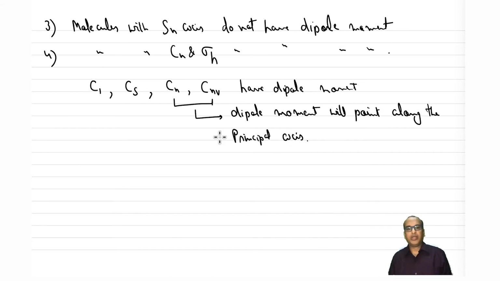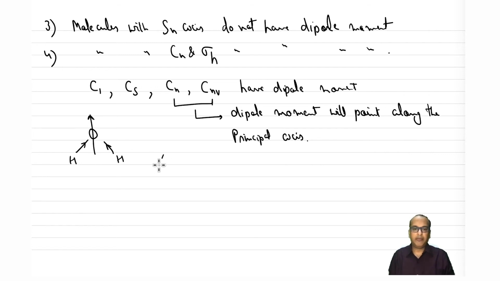Okay, because Cn and Cnv have only one Cn axis, so only one principal axis is there, so only one rotation axis is there. So that will be the axis where the dipole moment will lie. So we can take one example of this CNV, which is, let's say, water molecule. The dipole moment will lie along this side, which is very obvious because if you take the vector sum of this dipole moment and this dipole moment, it will lie along this side, right? So it's a simple vector sum of dipole moments.